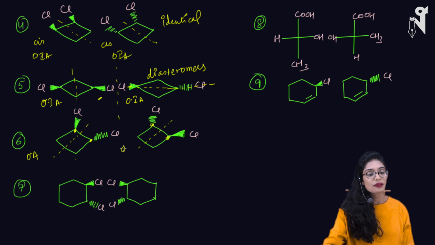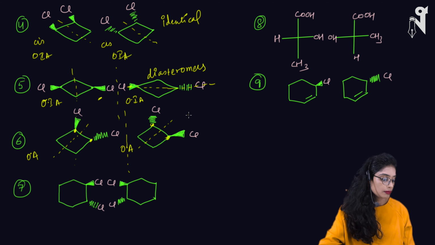This is optically active, and this is optically active, and definitely these are mirror images of each other. They are optically active, and hence non-superimposable also. So these are non-superimposable mirror images of each other, and they're optically active. Hence, these are enantiomers.